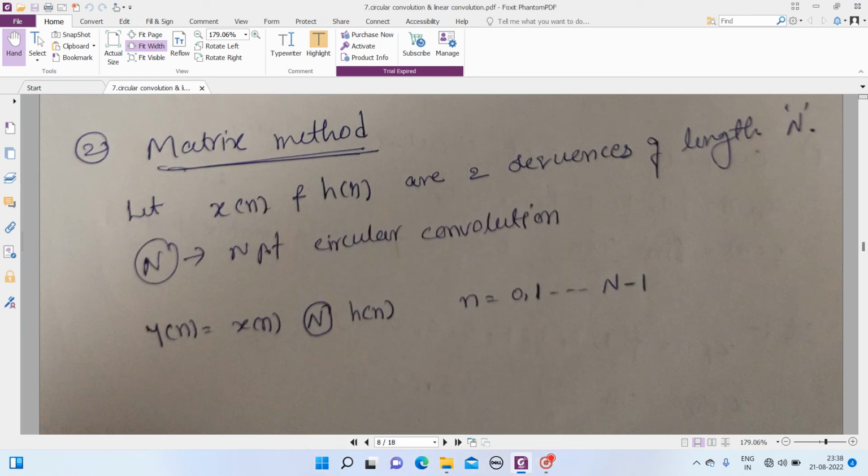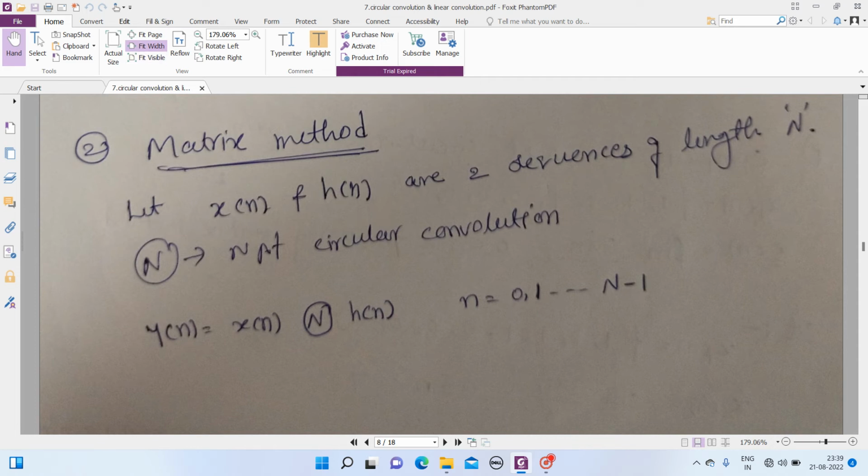Hi guys, today we will discuss matrix method based circular convolution. Personally, I prefer to solve the problem using a matrix method. It may be a DFT, circular convolution or linear convolution. Just practice solving the problem using a matrix method. It is very easy compared to the graphical method and other methods. So let's see how to solve matrix method based circular convolution.